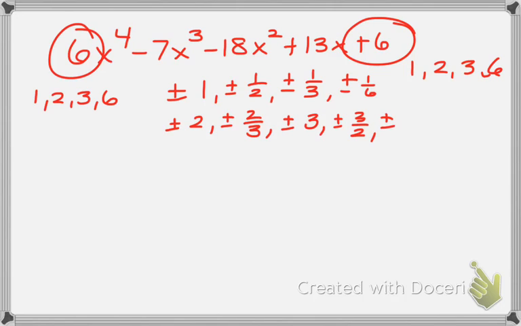3 over 6, I don't need to do that. 6 over 1, which is 6. 6 over 2, do I already have that? 6 over 3, I have that. 6 over 6, I have that. So I have 1, 2, 3, 4, 5, 6, 7, 8, 9, doubled, 18 possible rational zeros. Now, graph that on your graphing calculator. Because we're at a degree of 4, you need to choose 2 from the actual graph.